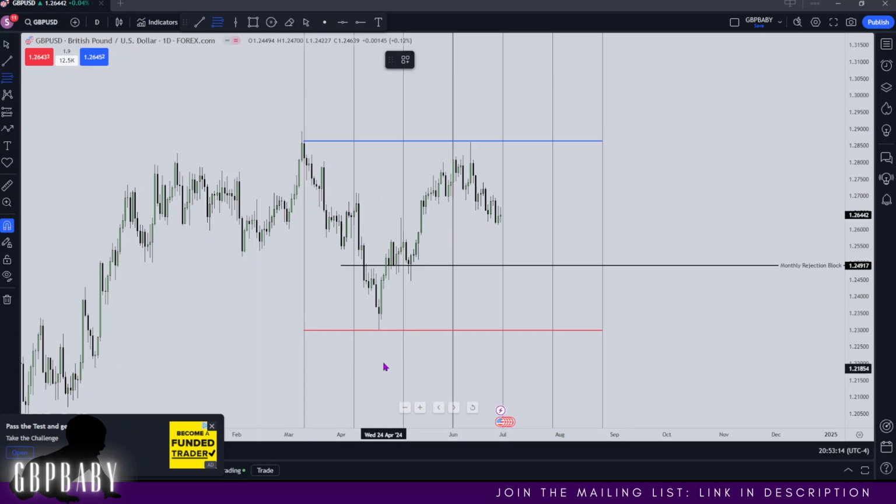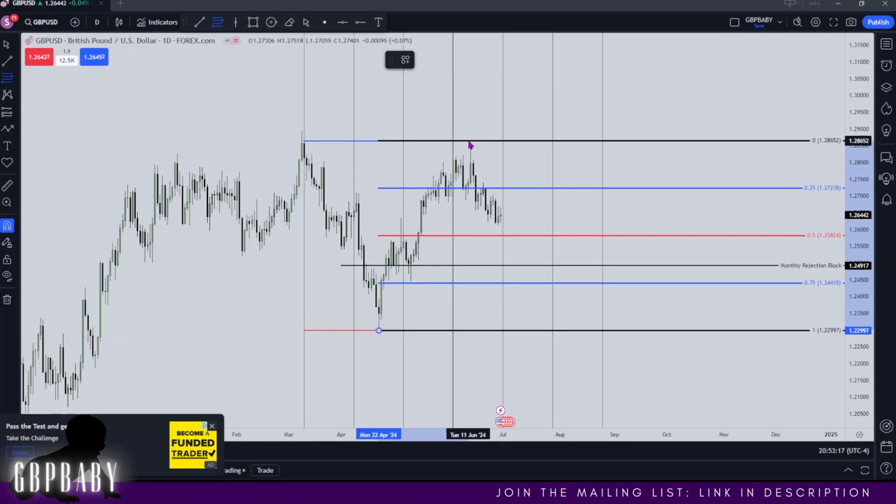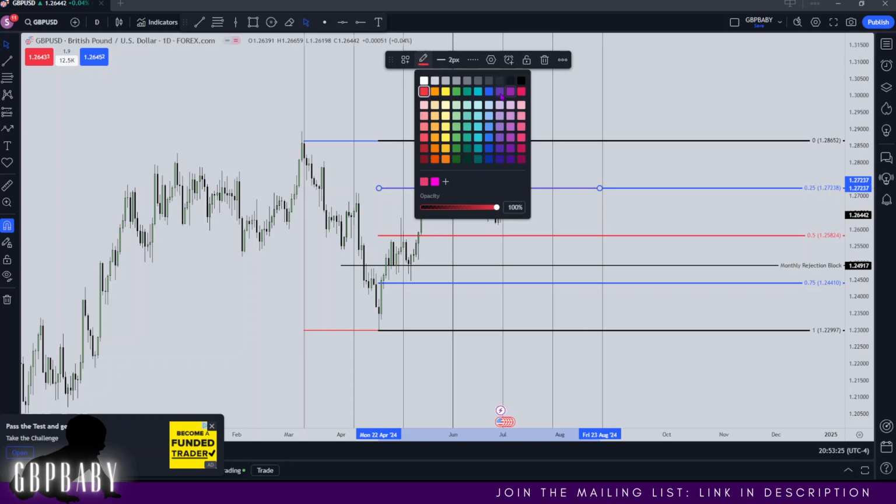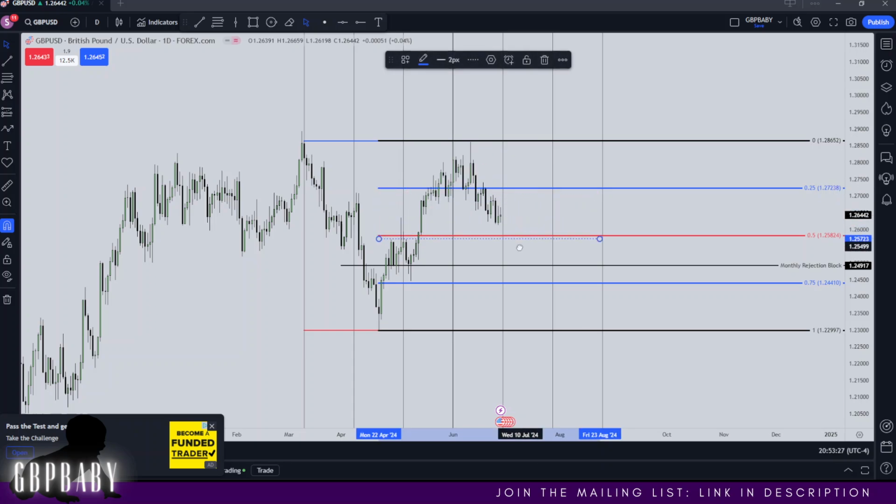And then what we can do, but I didn't do in the last one, is we can split this into quarters as well. So let's just do that. So we've got 25% level right there. Make that blue. And then we want to copy that and make that red. Copy. There we go.